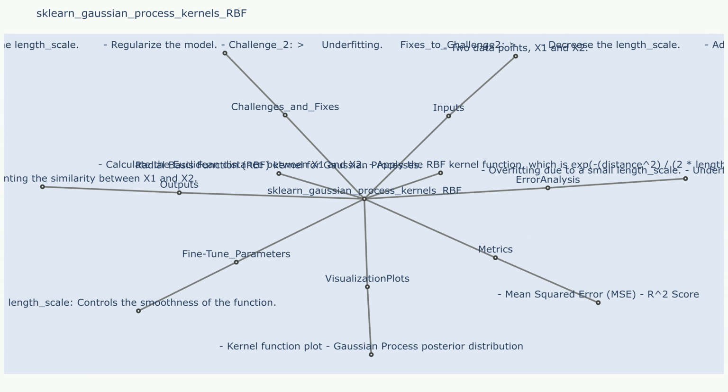Fixes to challenge 2: decrease the length scale parameter or explore alternative kernels like a Matern kernel.